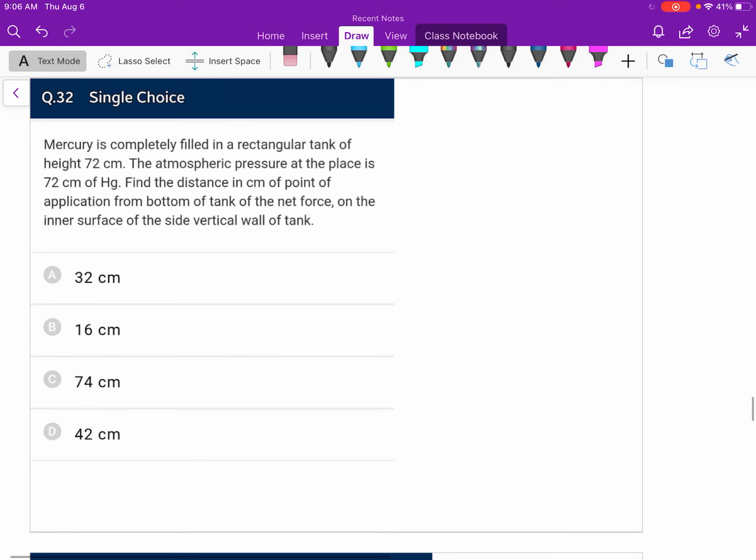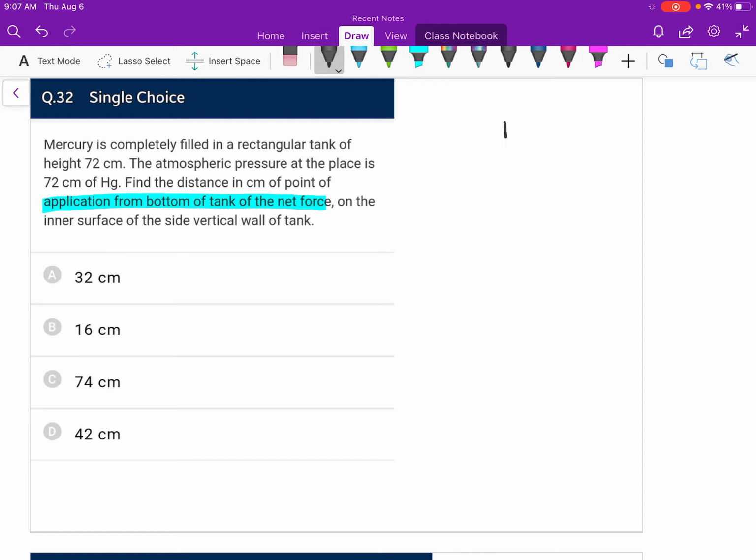Mercury is completely filled in a rectangular tank of this height. The atmospheric pressure at the place is this. Find the distance in centimeter of the point of application from the bottom of the tank. So we need to find the distance of the effective point of application of the net force from the bottom of the tank.